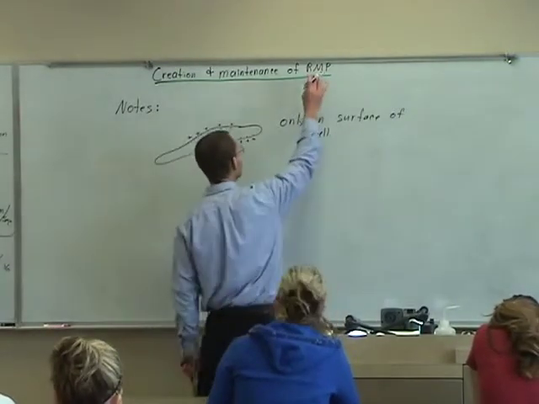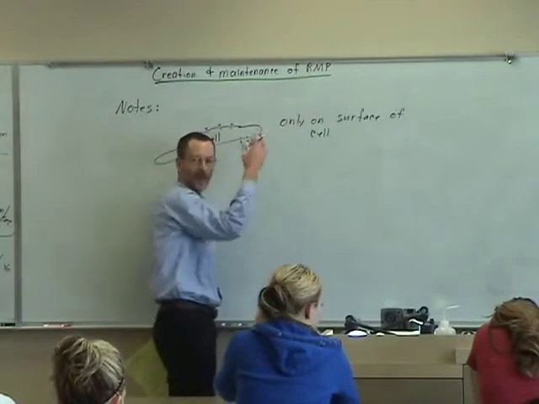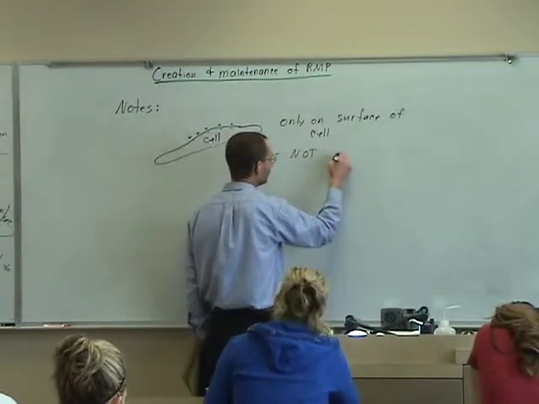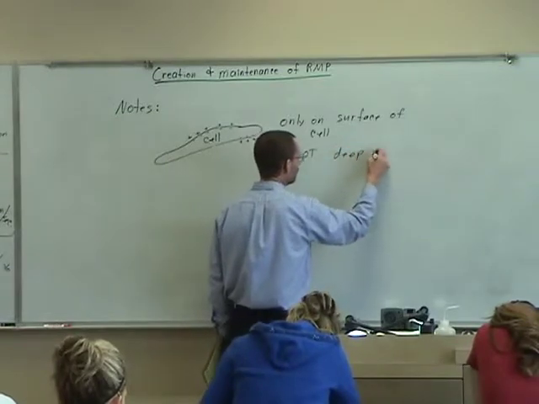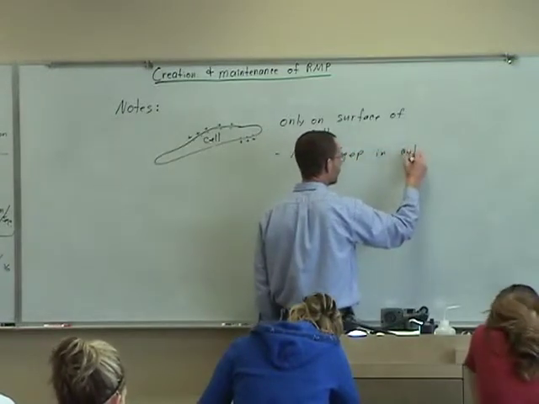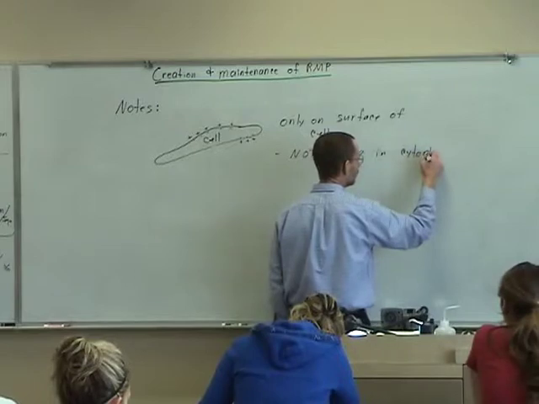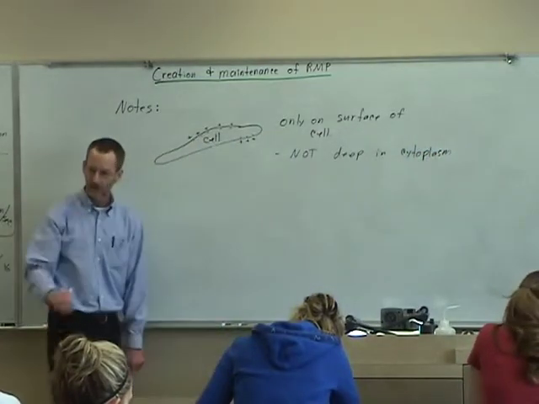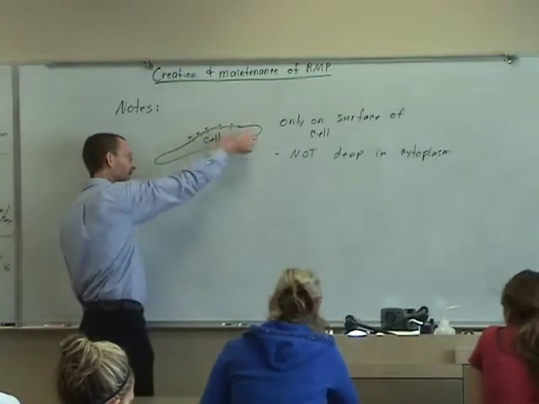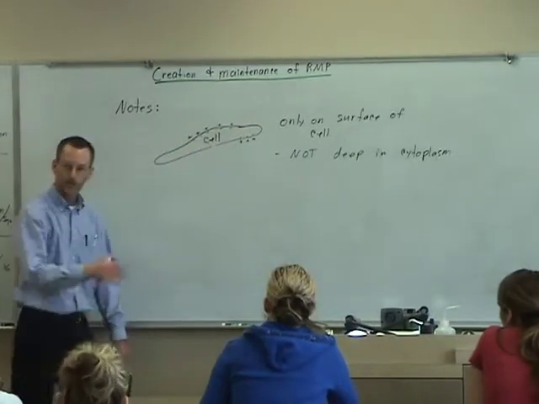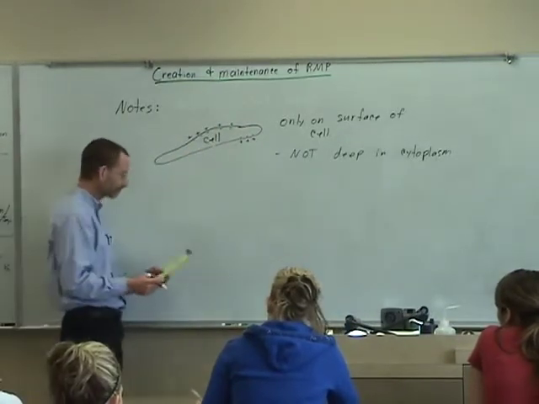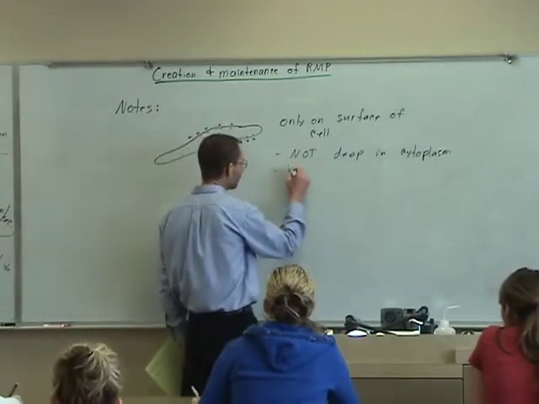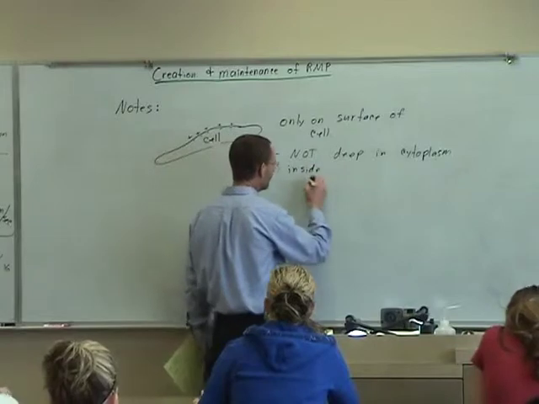So when we talk about this resting membrane potential, we're only at the membrane. We're not deep inside the cell, not deep in the cytoplasm. It doesn't apply to anywhere other than right at the surface. It's just a very thin little electrical potential across that. And the inside is slightly negative relative to the outside.